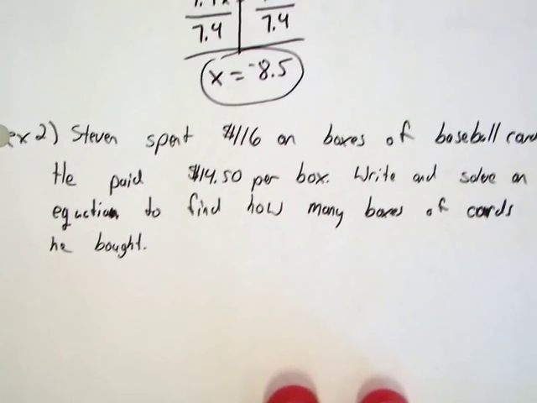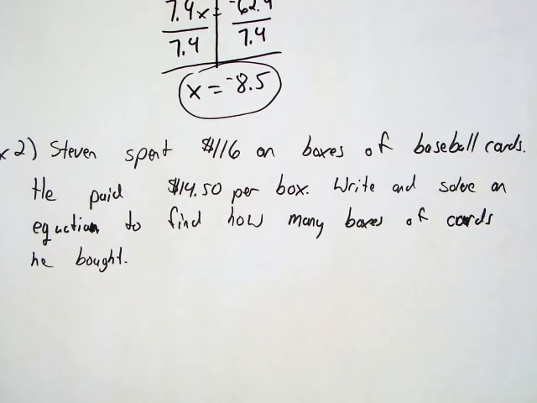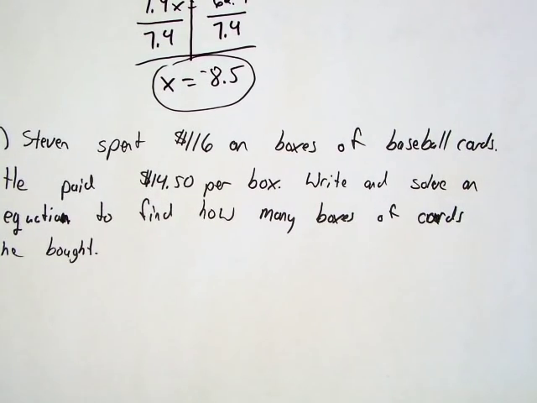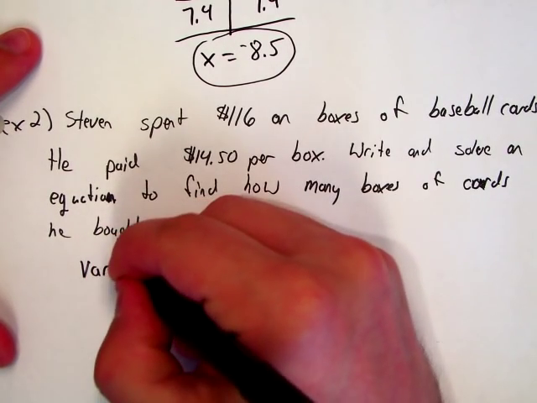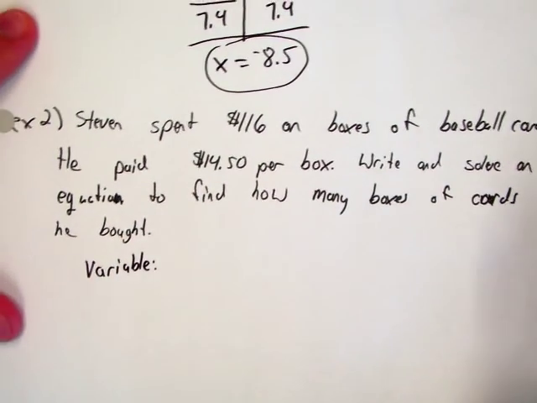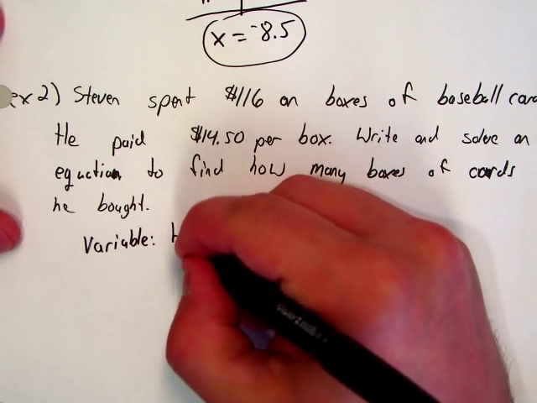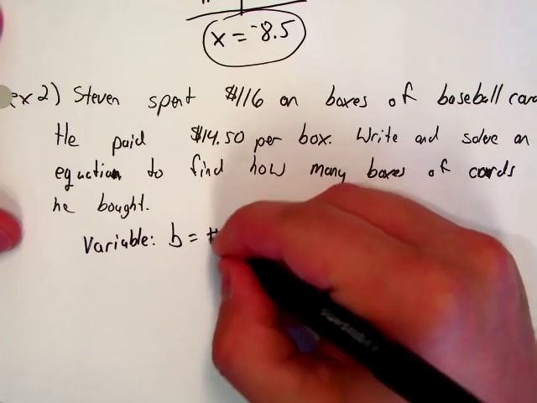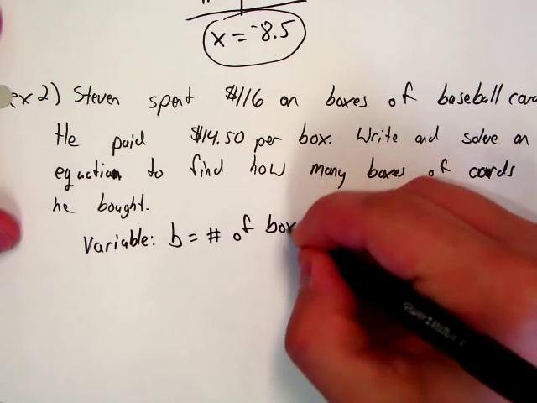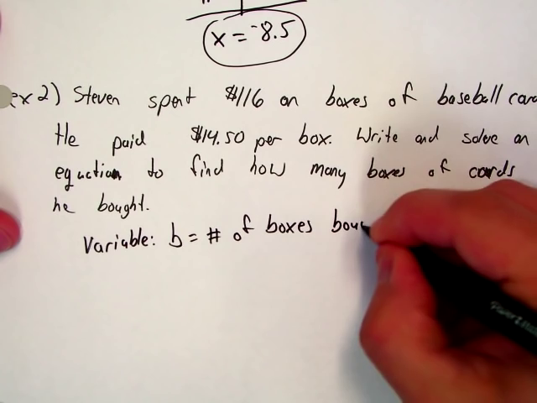Example 2. It says Steven spent $116 on boxes of baseball cards. He paid $14.50 per box. Write and solve an equation to find how many boxes of cards he bought. Step 1 is we need to define what our variable is. I like to use a variable that represents what we're looking for. We're looking for how many boxes of cards he bought, so my variable is b, and that represents the number of boxes bought.